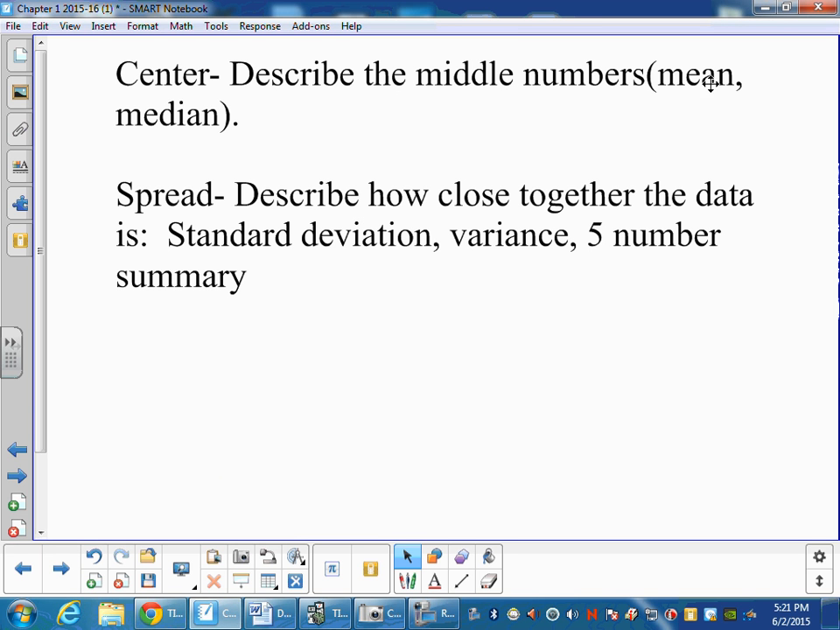Then the center, it's the middle numbers, whether it be mean or median. Pick the one that makes sense, whether it's skewed or symmetric. And then spread, it's how close together the data is. So we talked about standard deviation, variance, 5-number summary. Those are the common things.